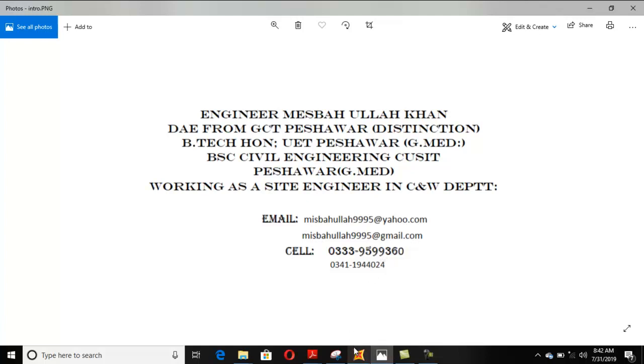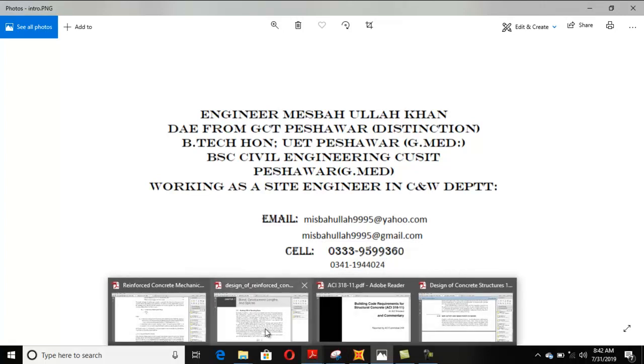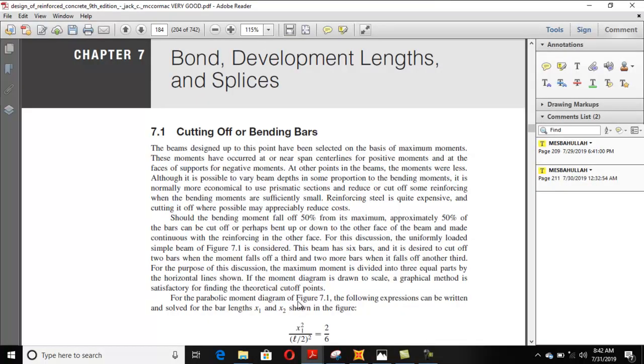Today we are discussing our new topic, cutting off bending bars. This is a very wonderful and interesting topic. If you understand it, it is the easiest and simplest topic. And if you don't understand it, it is the most complicated topic.